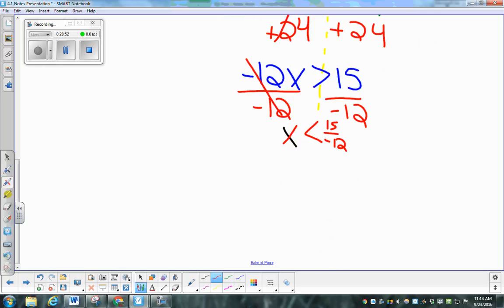And I do want you to simplify that fraction. We can divide each of those by 3. So 15 divided by 3 is 5, and 12 divided by 3 is 4. So we have x is less than negative 5/4. I'm not going to make you graph that one.